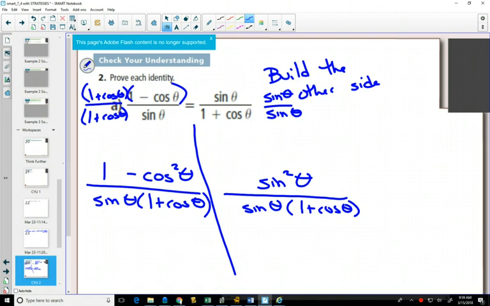1 minus cos squared is equal to sine squared, right? You have sine squared plus cos squared equals 1. You can rearrange that formula with one step to get 1 minus cos squared. And so you can change that to sine squared and a little bit of a happy dance because they're the same.